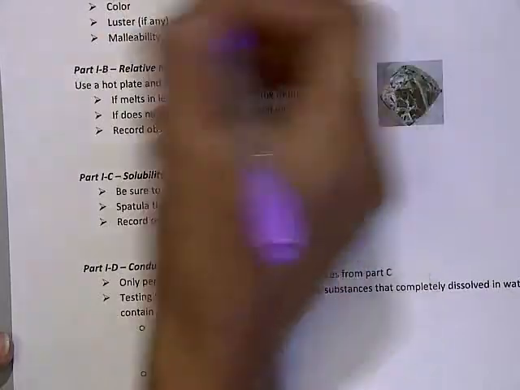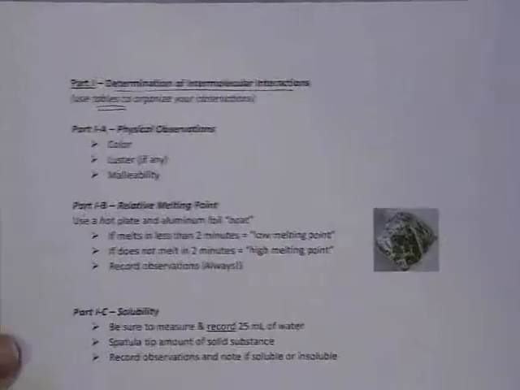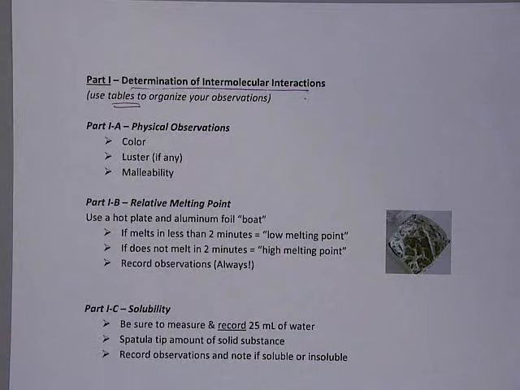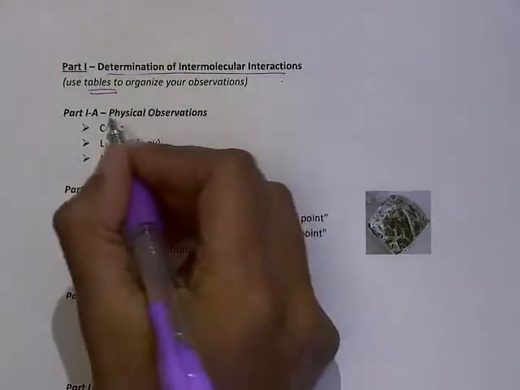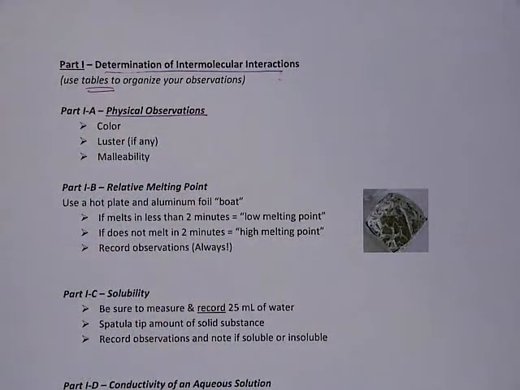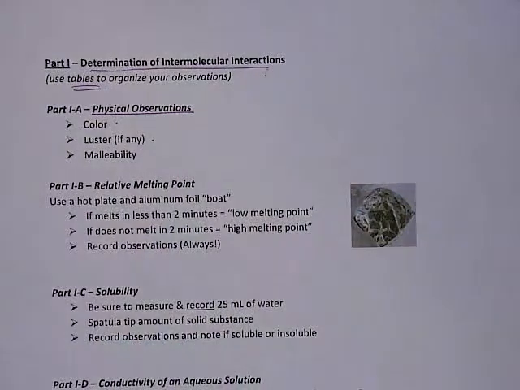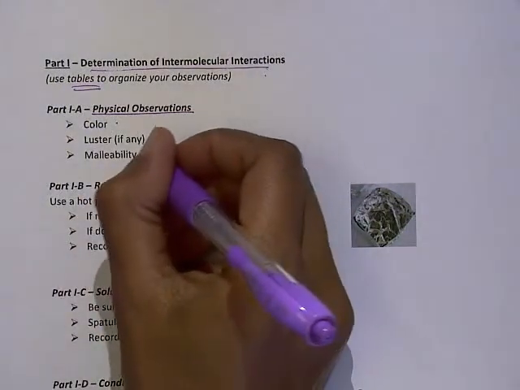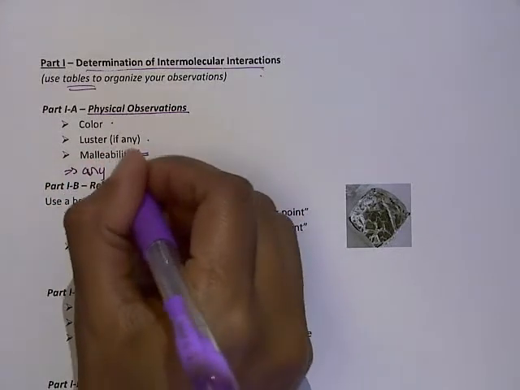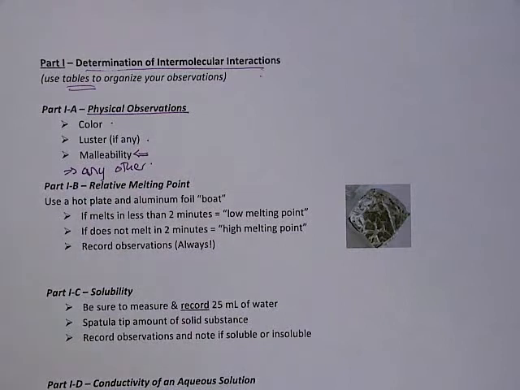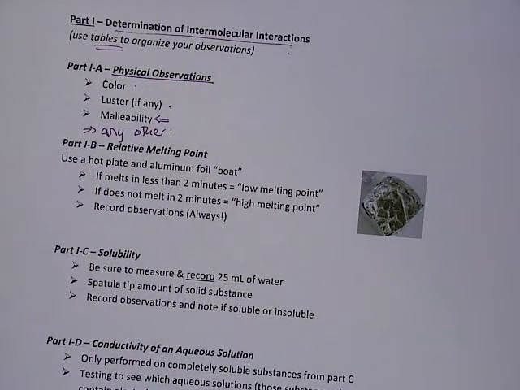So part 1 is the determination of intermolecular attractions. As always, please make sure to use tables to organize your observations. It's really important that your observations are very detailed so that they stand on their own, but also organized so that you can go back and review your notes. In part A, we're really just looking at the physical observations of the 5 compounds that you're going to have. I want you to note the color, luster, if any, so if it's shiny or dull, malleability, if any, or any other physical observations that you think may be useful. So be as detailed as always with describing your physical observations.